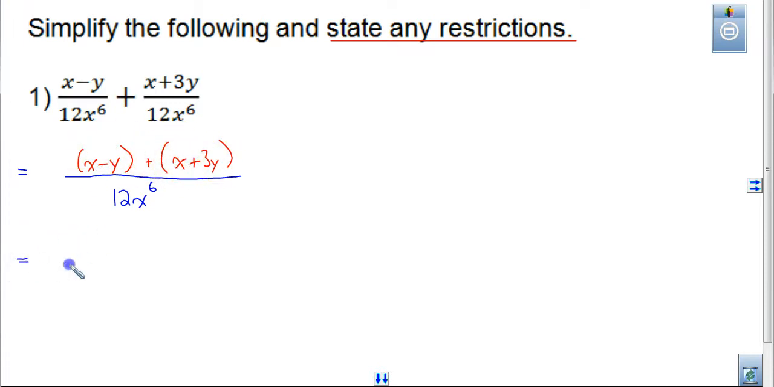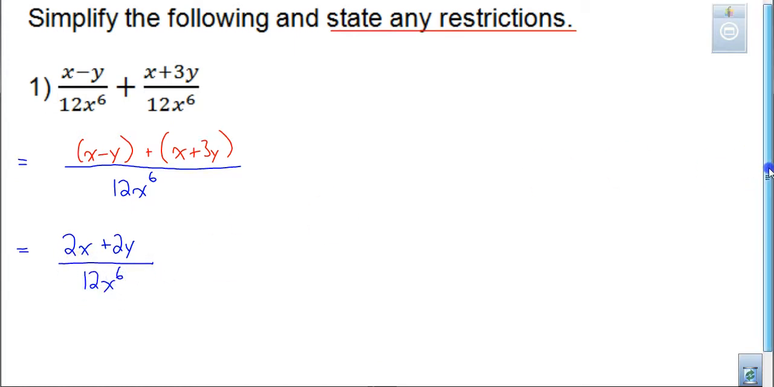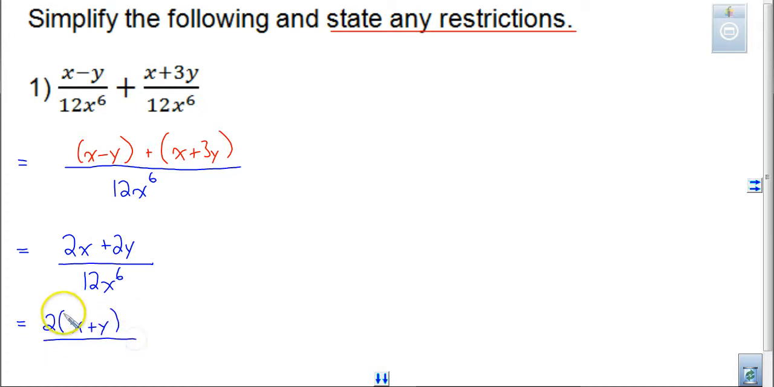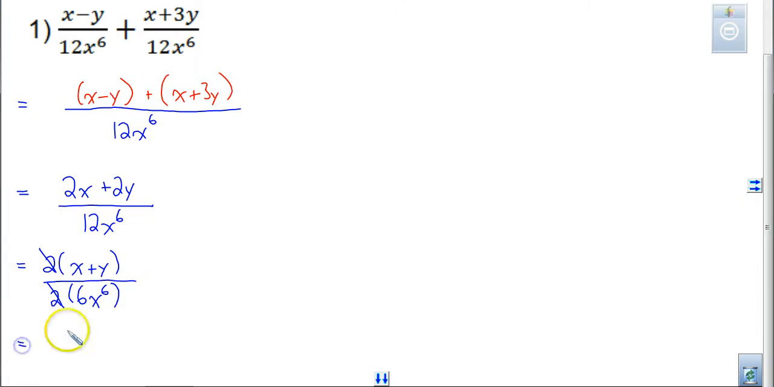So I'm going to have x plus x is 2x. Then I have negative y plus 3y is plus 2y over 12x^6. So I've added together the two expressions, but I'm looking at this and I think I can reduce it a little bit. So if I factor out a 2 out of the numerator, I've common factored it, just like we're simplifying in our previous lesson. I can also common factor out a 2 out of the denominator, and those will divide out, and we get our final answer of (x + y) over 6x^6.